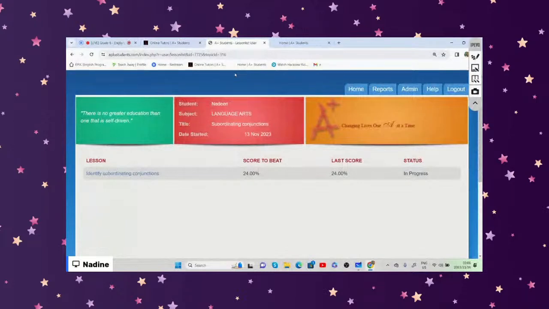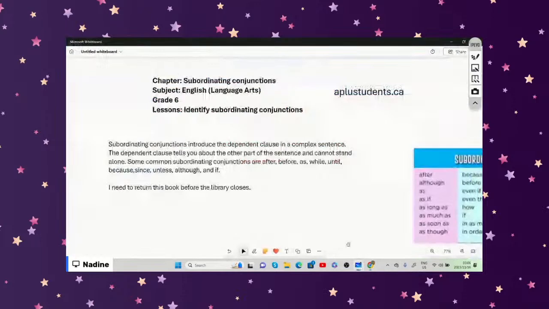So in our previous lesson, we did subordinating conjunctions. I am aware of that. But we're just going to go over subordinating conjunctions again and do a review. All right, so subordinating conjunctions, that is our chapter. Our subject is English, which is also language arts, grade 6. And the lesson that we will be focusing on is to identify subordinating conjunctions.